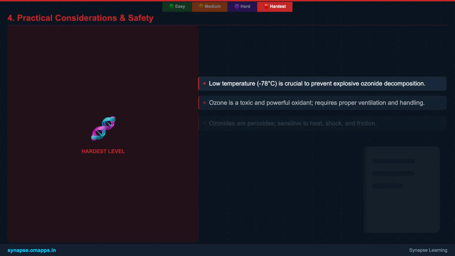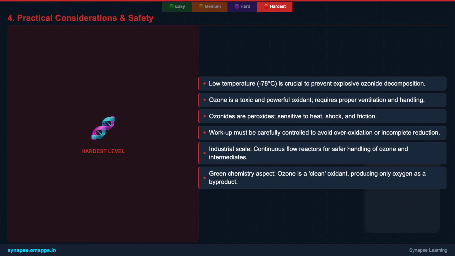Beyond laboratory synthesis, ozonolysis finds significant industrial applications. For instance, it's used in the production of various dicarboxylic acids, which are precursors for polymers like nylons. The synthesis of fragrances and flavors also heavily relies on ozonolysis to produce specific aldehydes and ketones. Environmentally, ozonolysis is explored for wastewater treatment, where ozone is used to break down persistent organic pollutants.